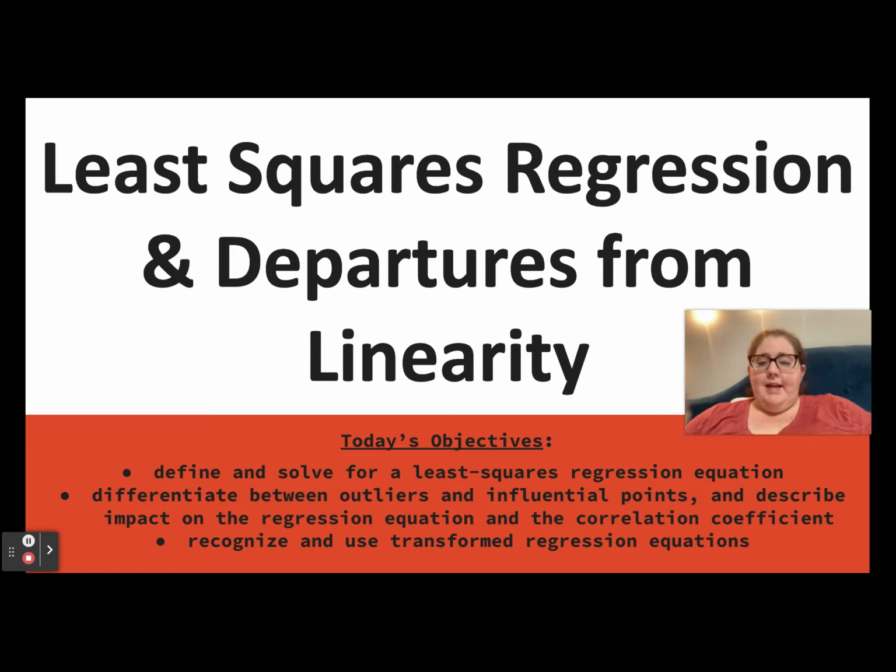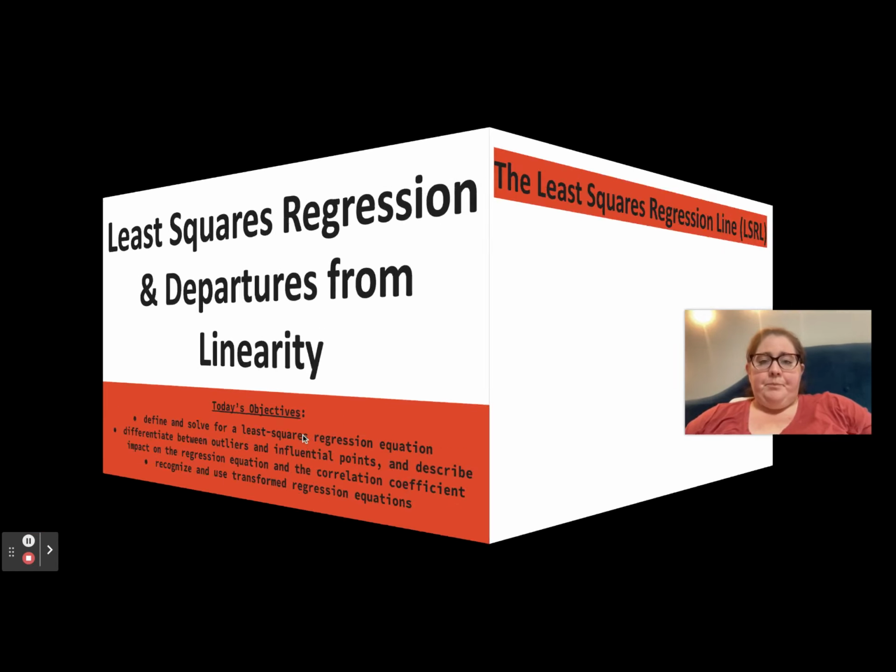A couple of things we're going to do today: define and solve for the least squares regression equation, differentiate between outliers and influential points and describe their impact on the regression equation and the correlation coefficient, and recognize and use transformed regression equations. Lots of stuff we're going to get into today, so let's get started.